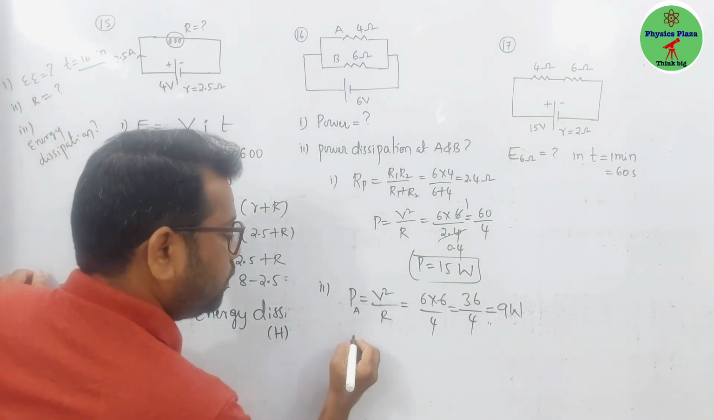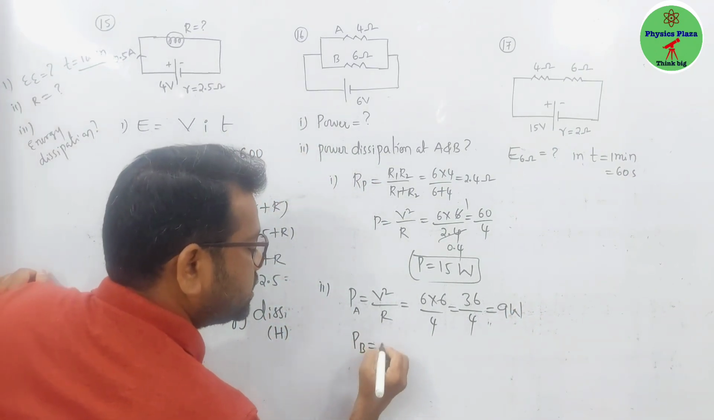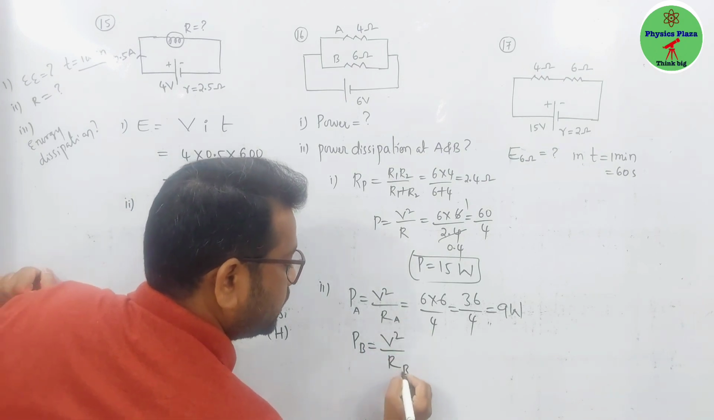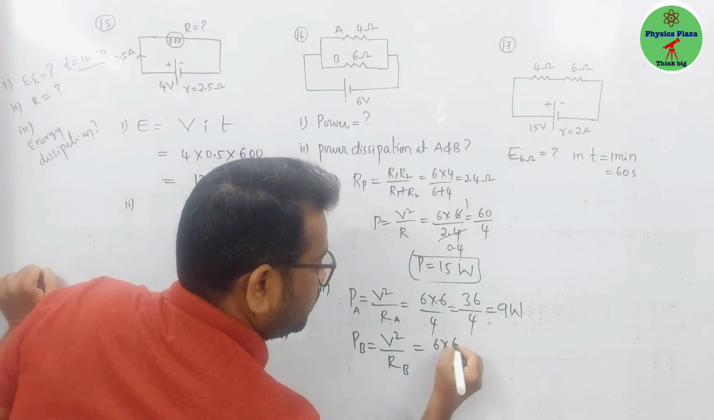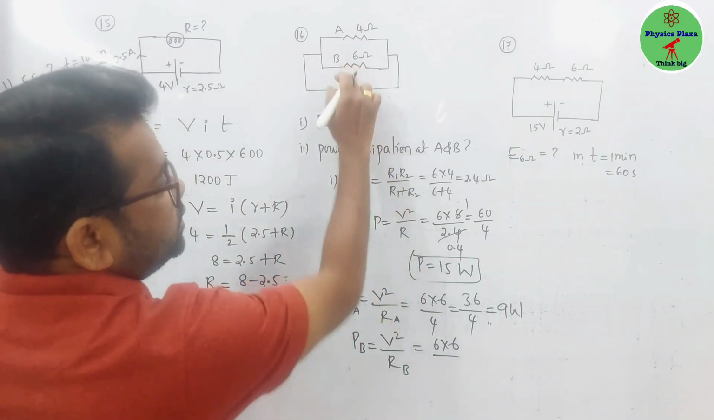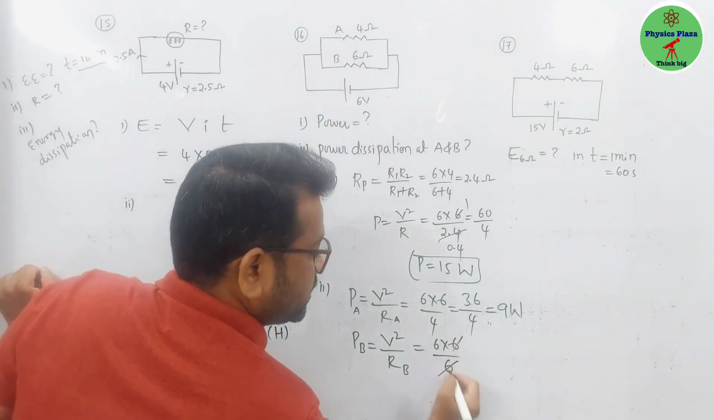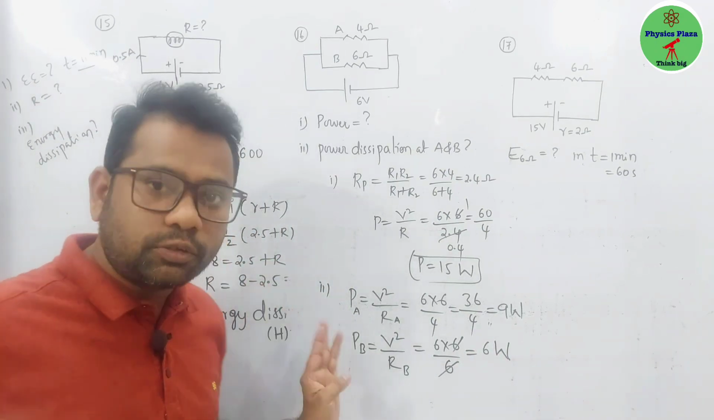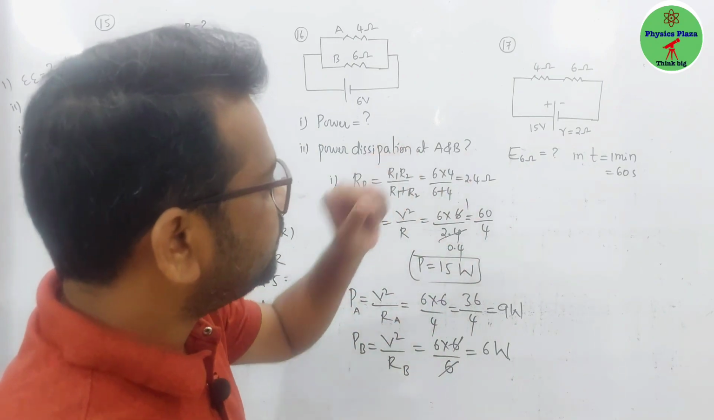Clear? Fine. Now across B, children, that is V square by R. So this is RA, it is RB. Same thing, 6 into 6. What is the resistance of the second one? 6. 6 cancel. So this will be 6 watt. That's it. Simple. As simple as that. Don't make it complicated.